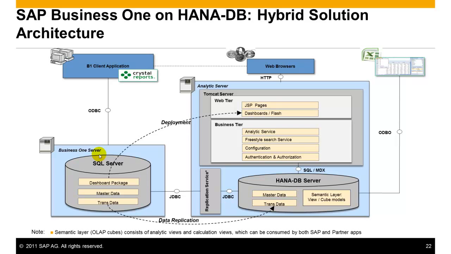What we'll be doing as we move into the future is we will have the replication service that I told you about earlier, connecting to the SQL Server database using the Java database connector, and pulling that data into the HANA database server. So inside HANA, we'll have master data, transaction data, and also the semantic layer is stored. Then we have our business tier, which consists of a number of different services: the analytics service, the freestyle search, the configuration, authentication, and authorization services.